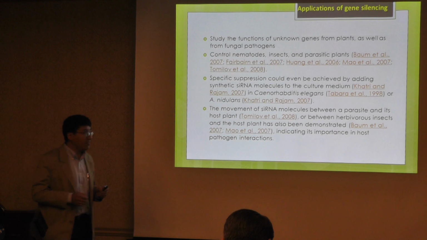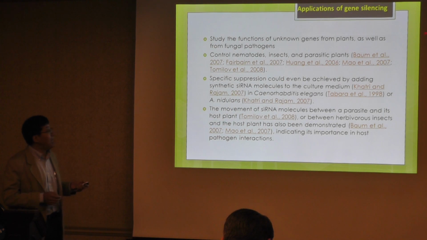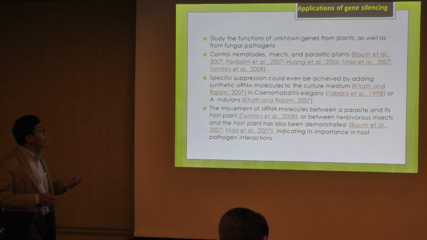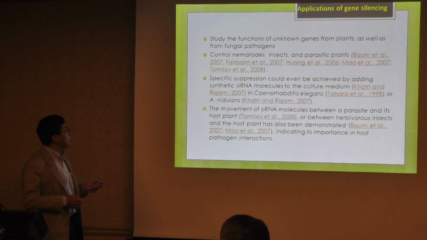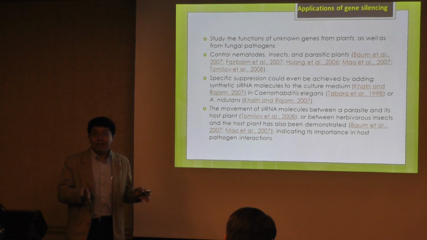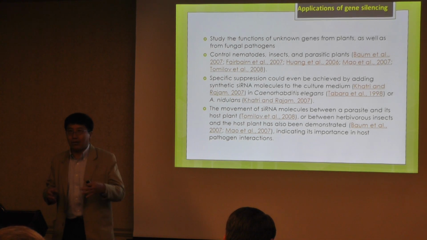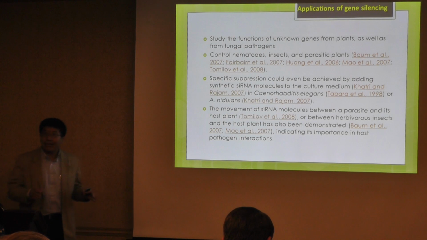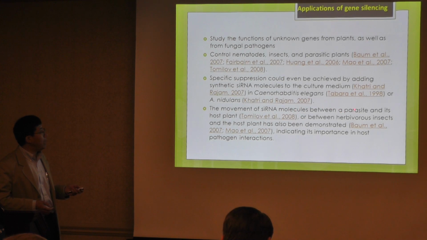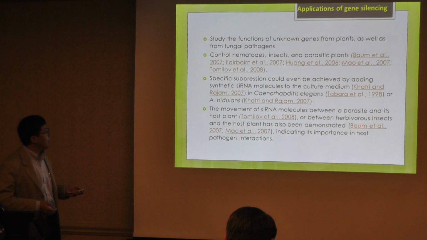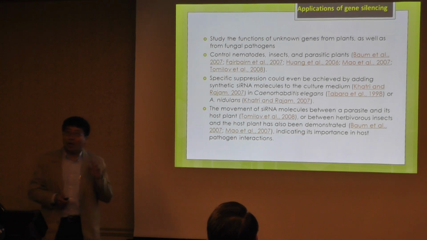One of the major advances of this strategy is that they can achieve a specific silencing effect by just feeding synthetic small interfering RNA molecules to the culture media. And this has been achieved in C. elegans and also in Aspergillus nidulans. What that means is the small RNAs can penetrate the cell membrane and get into the cells inside, which we never understood how this can happen, but actually it happens. So the demonstration of the movement of small RNA between the parasite and the host plant, and between the insect and the host plant, indicates the importance of small RNAs in host-pathogen interactions.